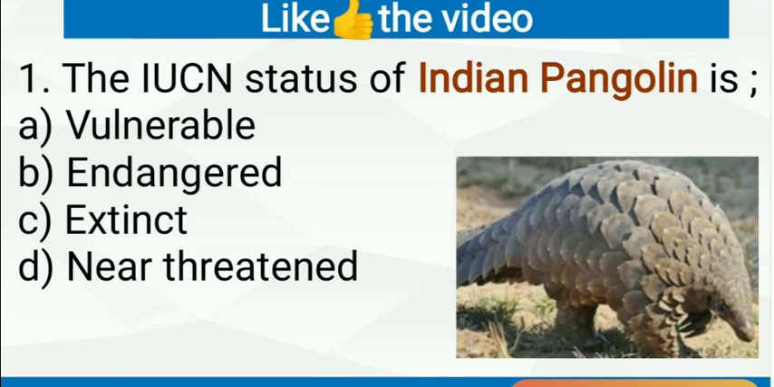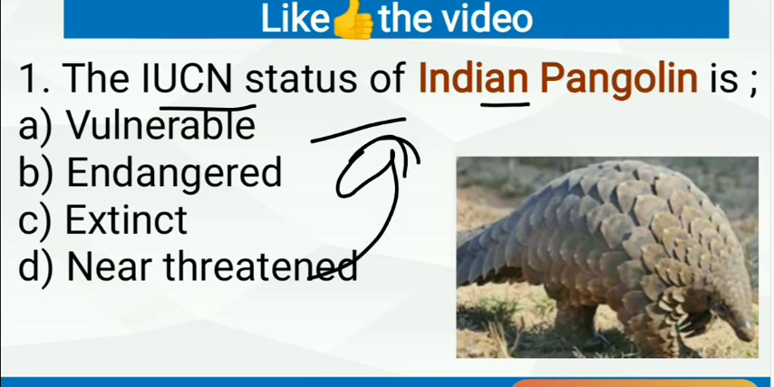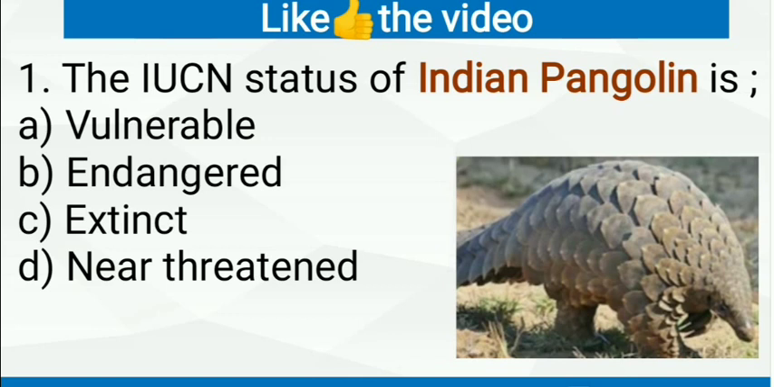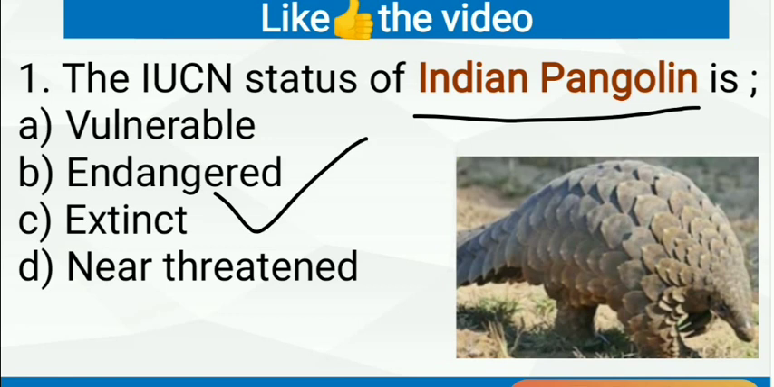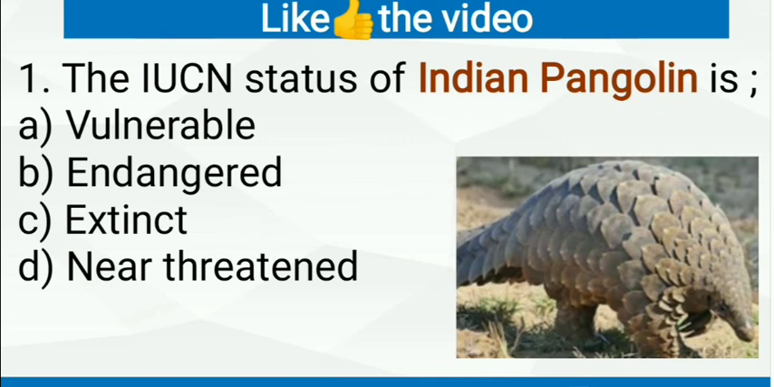Let's begin. The first question. The IUCN, that is International Union for Conservation of Nature, status of Indian pangolin is. So IUCN categorizes species of both plants and animals into 9 categories based on their threat to extinction. So under these 9 categories, Indian pangolin is also categorized. Indian pangolin is categorized as endangered, and there is also the Chinese pangolin which is categorized as critically endangered. And this is how a pangolin looks like.